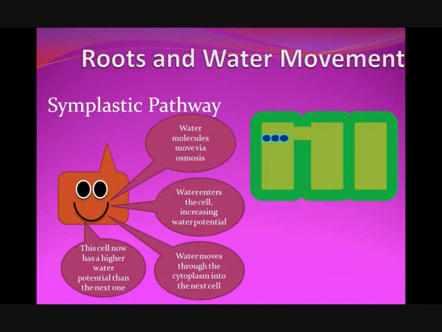The second way is through the symplastic pathway. This happens via osmosis through the cytoplasm of the cortex. The water passes through little strands of cytoplasm called the plasmodesmata. This results in a thin, continuous strand of cytoplasm between cells, from the root hair cell to the xylem.